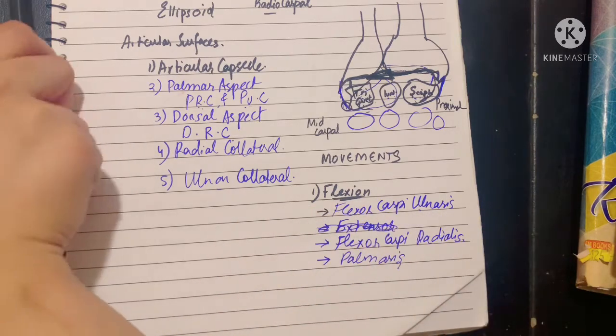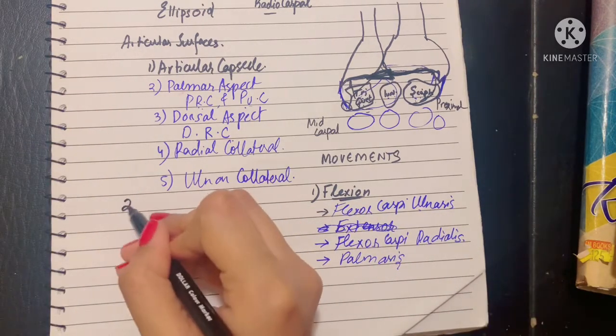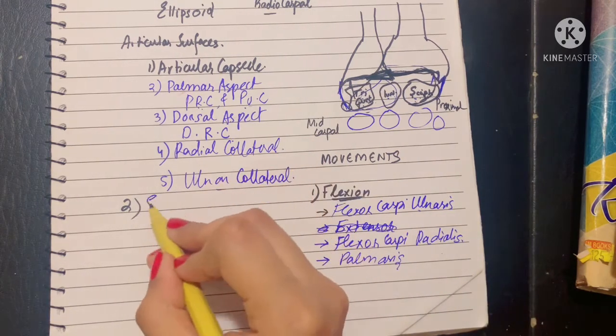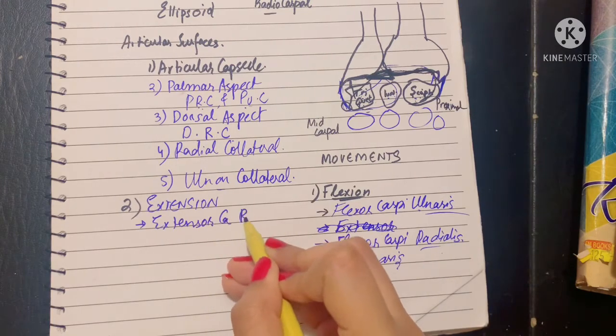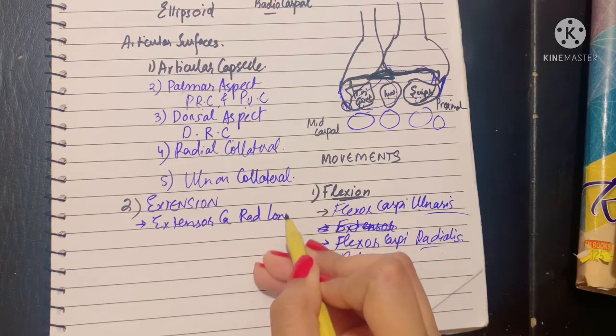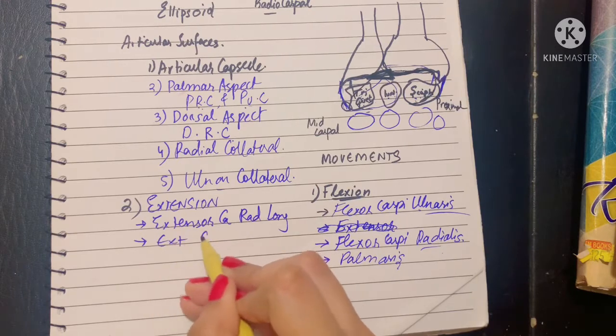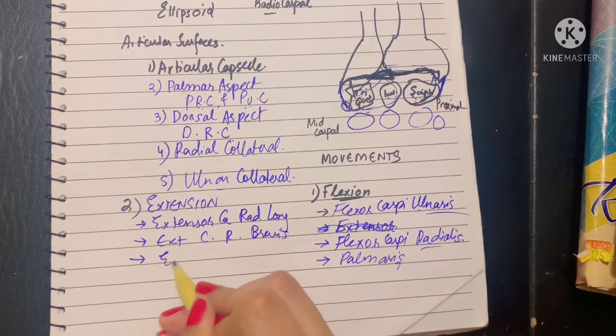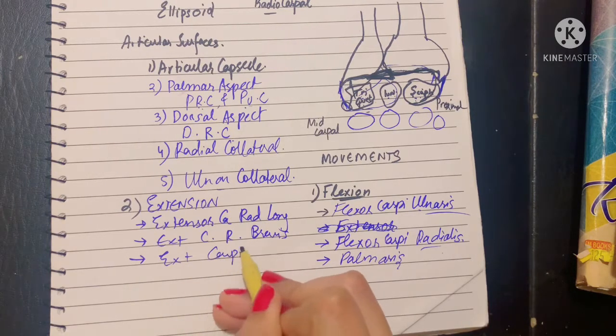Moving on, let's talk about the second movement, which is the extension. Now extension is also carried out by the ulnaris and radialis muscles. So the extensor carpi radialis longus, the extensor carpi radialis brevis, and then the extensor carpi ulnaris.